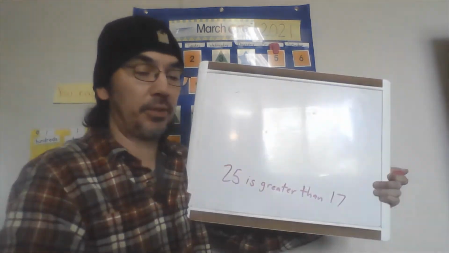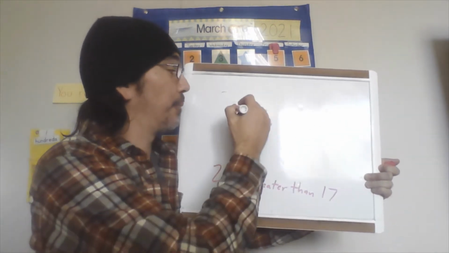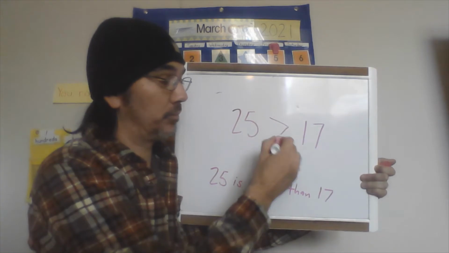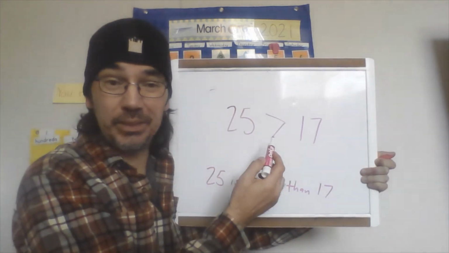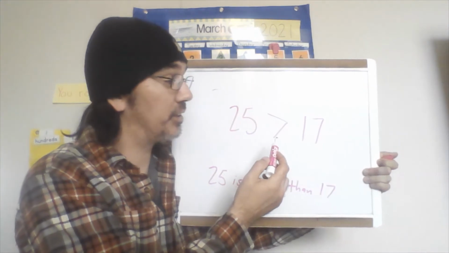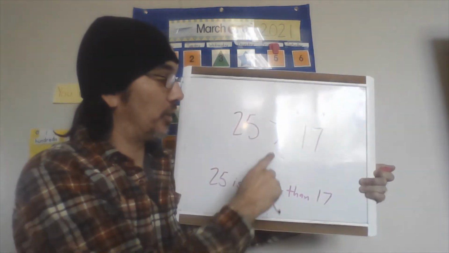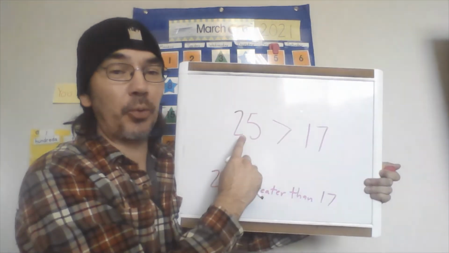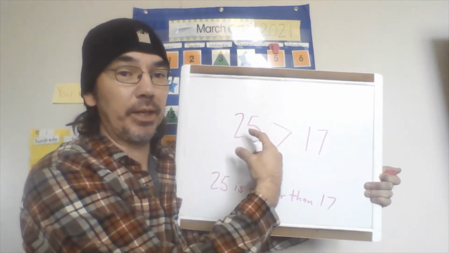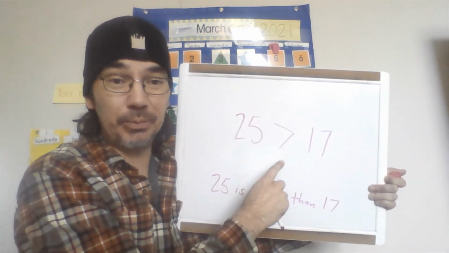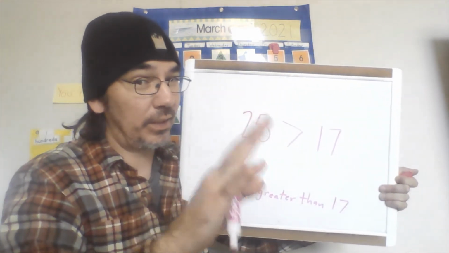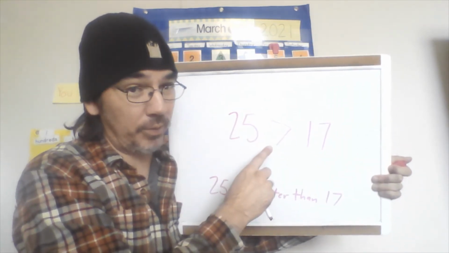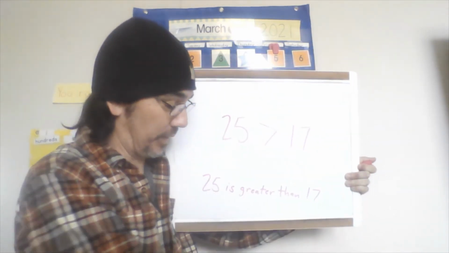A symbol that means is greater than. And it looks like this. Ready? 25, and this symbol means is greater than. Take a look at this symbol. See, this is like an opening and it's pointing towards the larger number, right? That means greater than. There's another symbol we're going to learn about that means something a little different and looks almost exactly the same as this. But right now we're going to focus on greater than. Is greater than, all right?